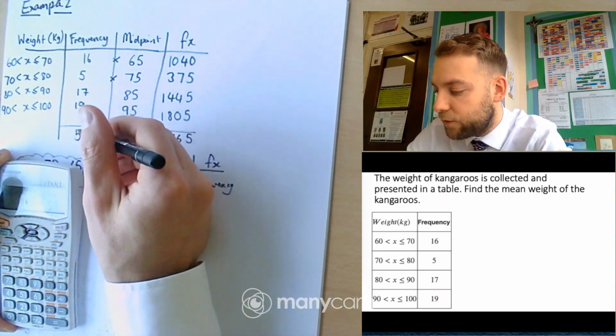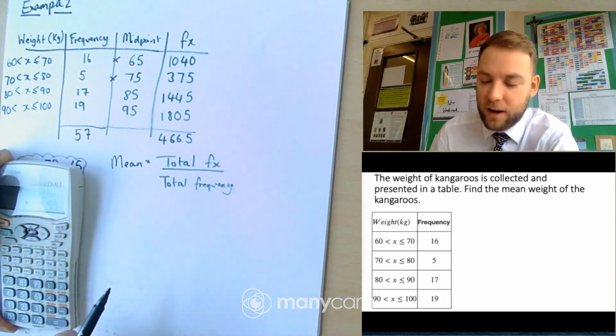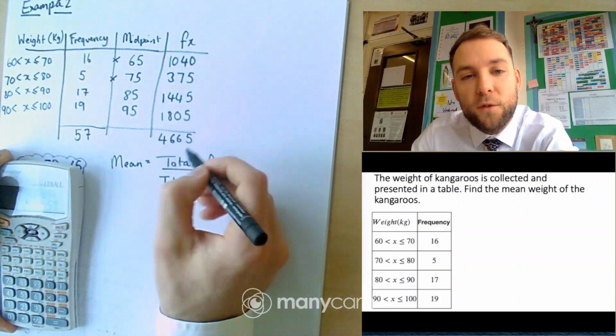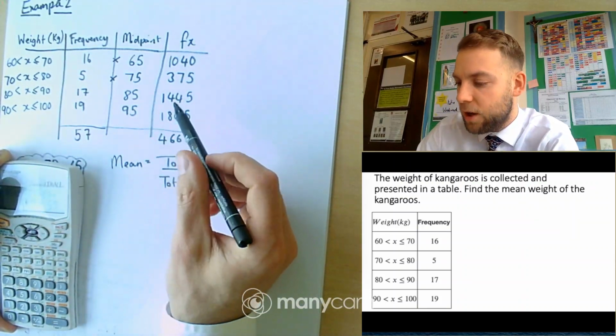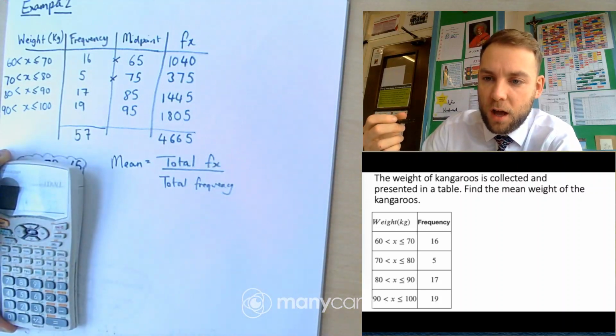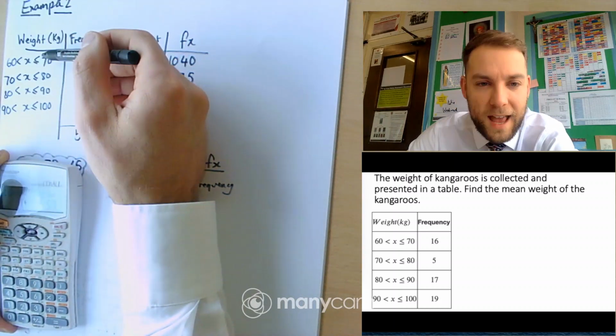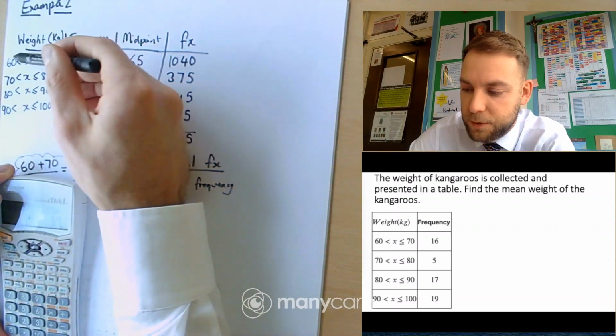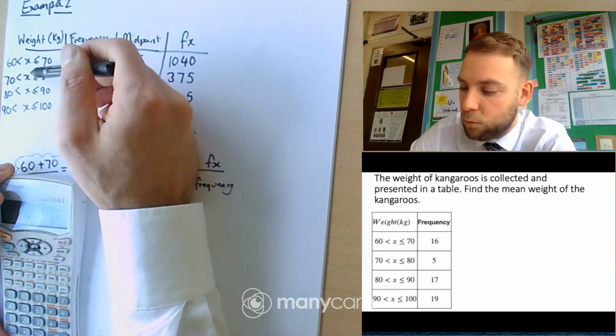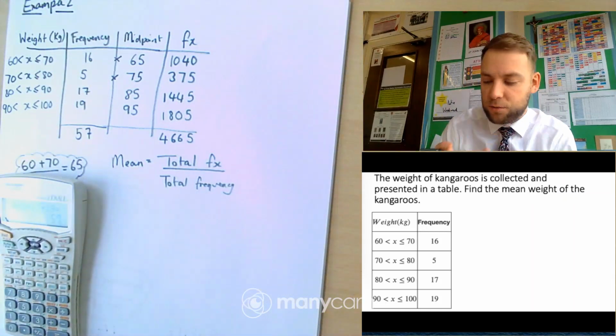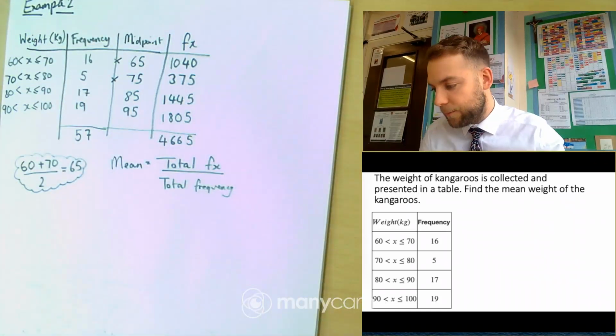So this is your total frequency. This is the amount of kangaroos that they've weighed. This is the total weight of all of them, or the average total weight of all of them. Notice that I use the word average or estimated total weight, and the reason it's an estimated total weight is because we don't actually know what these values are. So we're not using the actual data, we're using the range of them.